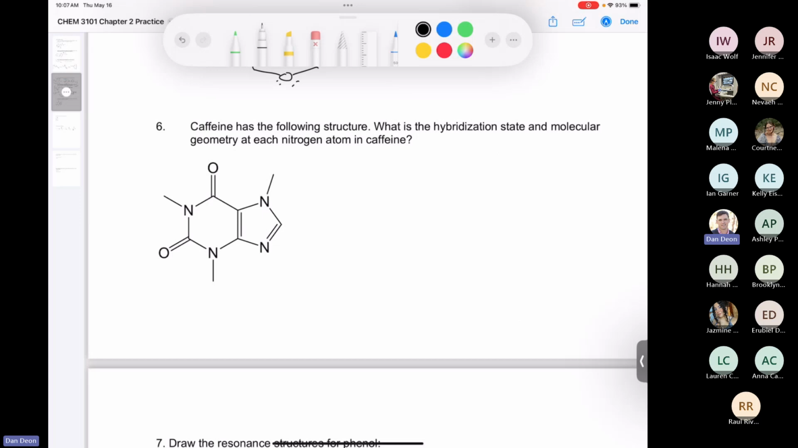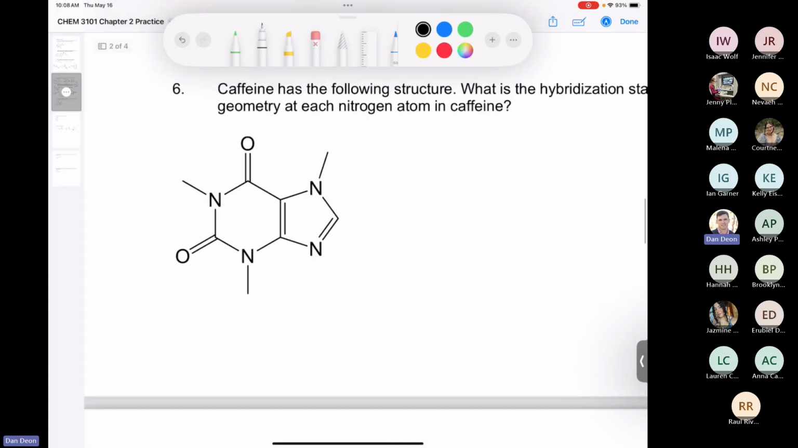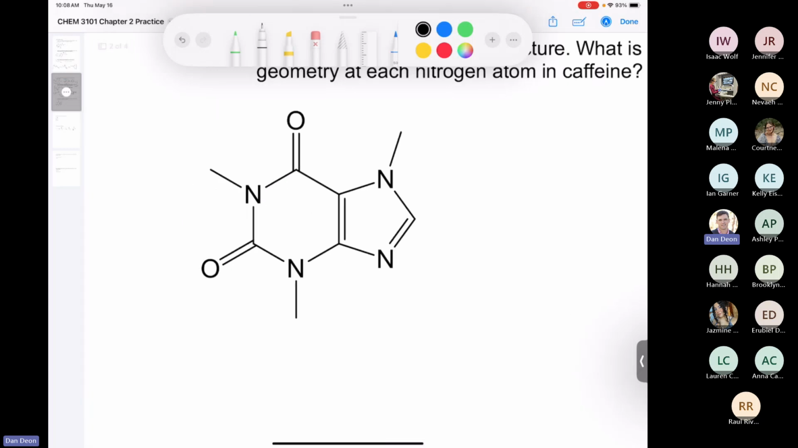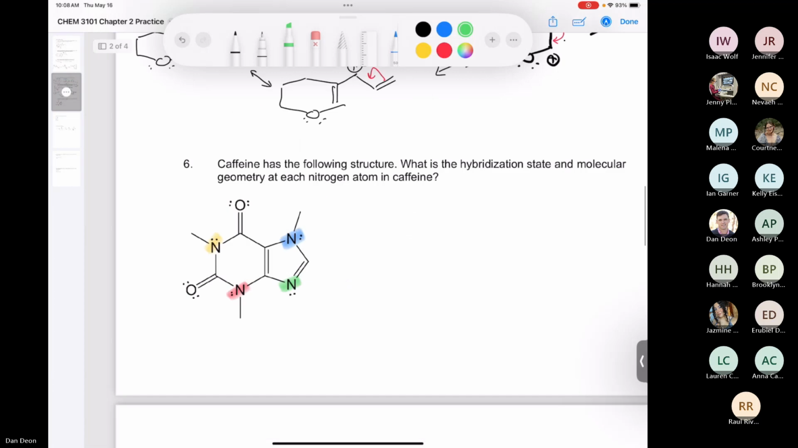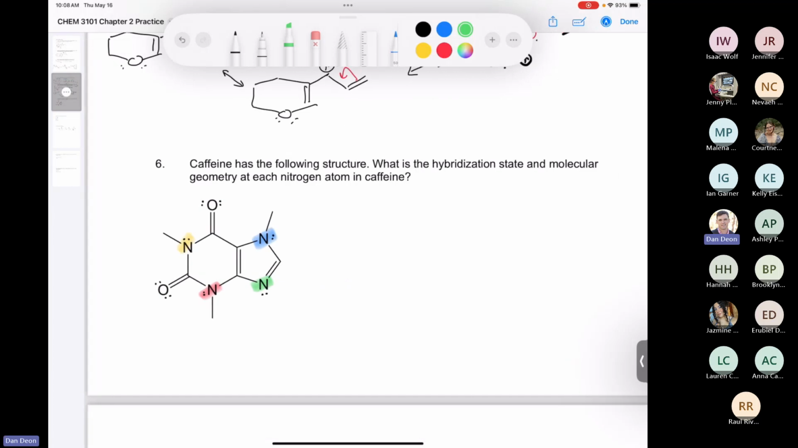Okay, caffeine has the following structure. What is the hybridization state and molecular geometry at each nitrogen? So there's 4 nitrogens. First thing we'll do is put in all the lone pairs. There's a bunch of lone pairs missing. There's 2 on this oxygen that are missing, and 2 on this oxygen. There's 1 lone pair on each nitrogen that is missing. So I'll highlight this nitrogen in yellow, this one in red, this one in blue, and this one in green. And we'll try to determine the hybridization state and molecular geometry at each one of them.